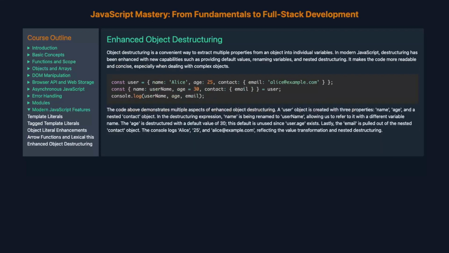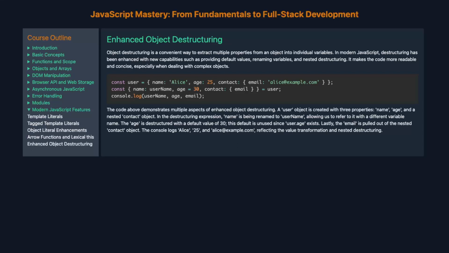Enhanced object destructuring. Object destructuring is a convenient way to extract multiple properties from an object into individual variables. In modern JavaScript, destructuring has been enhanced with new capabilities such as providing default values, renaming variables, and nested destructuring. It makes the code more readable and concise, especially when dealing with complex objects. The code above demonstrates multiple aspects of enhanced object destructuring.